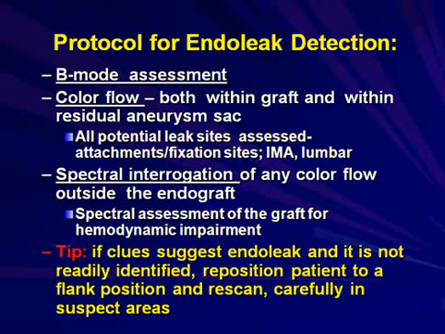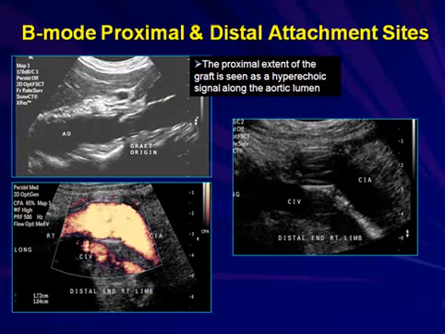And then that has to be confirmed with spectral Doppler, because there can be some very convincing looking color flow that isn't truly a leak, and you have to confirm that with spectral Doppler. If you're scanning and you see B-mode clues and you've got a real strong suspicion that there's an endoleak and you're not able to identify it easily, reposition the patient to a flank position, rescan in those suspected areas, and you may be more successful.